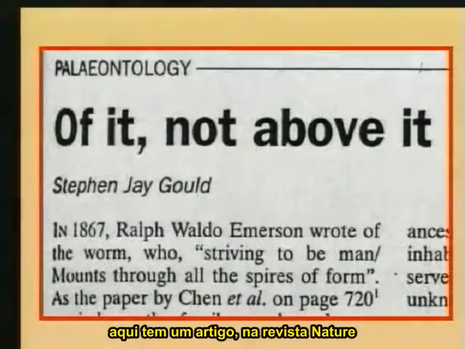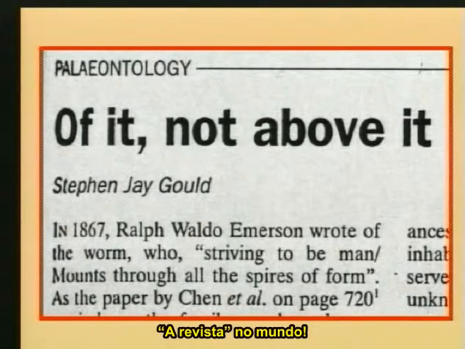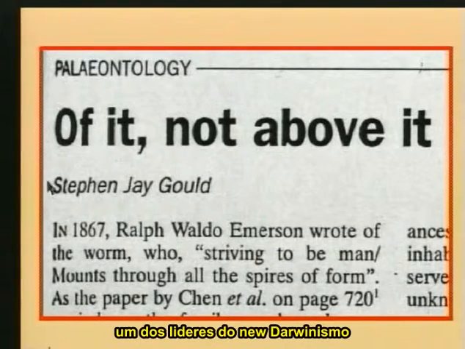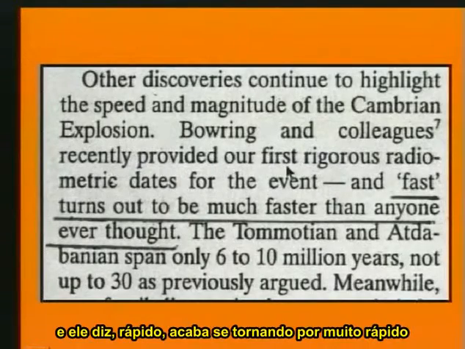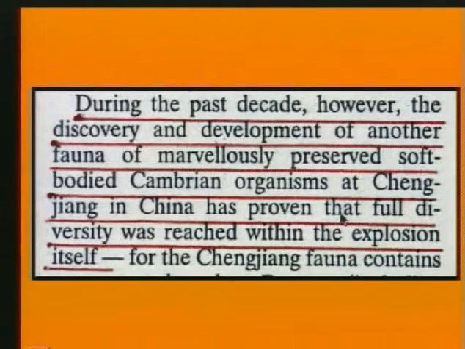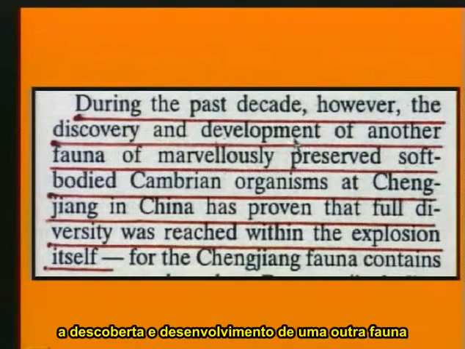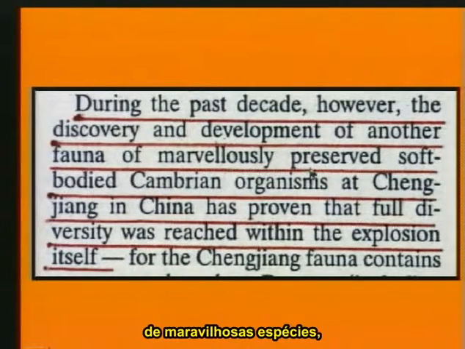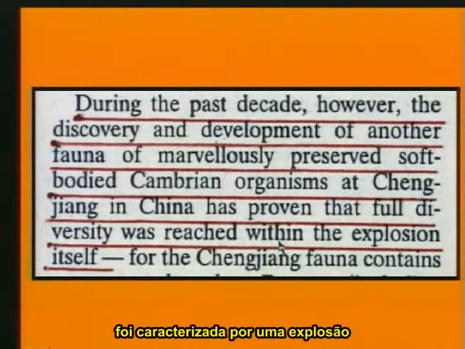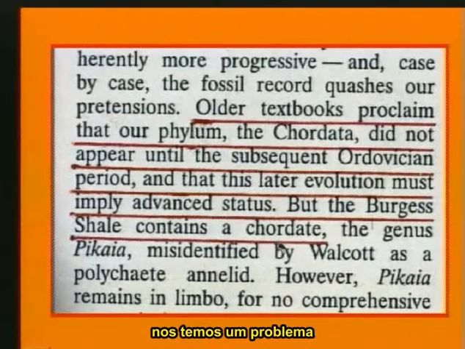Well, here's an article in the journal Nature, the journal in the world, and it's written by Stephen Jay Gould, one of the doyens of neo-Darwinism. It's titled Of It Not Above It, and he makes this statement, fast turns out to be much faster than anyone ever thought. And then he says this, during the past decade, the discovery and development of another fauna of marvelously preserved soft-bodied Cambrian organisms at Chengjiang, China has proven, wow, just swallow this, that full diversity was reached within the explosion itself. We have a problem.